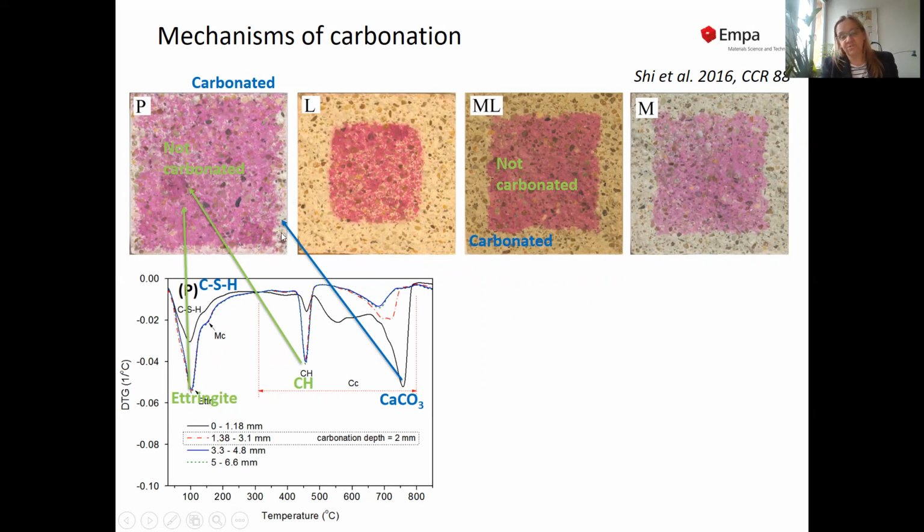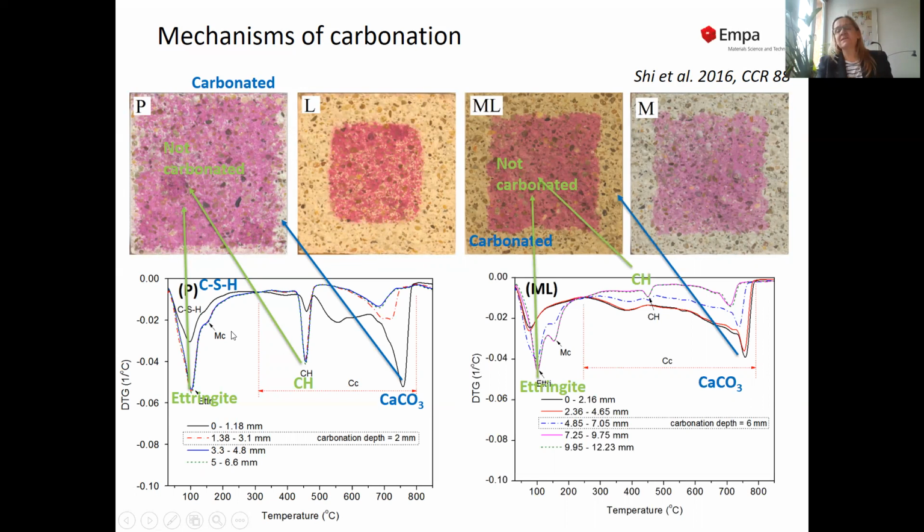If we look on the carbonated region near the surface, we can see the presence of calcium carbonate while the amount of Portlandite has decreased strongly, as well as the amount of ettringite or AFm phases.